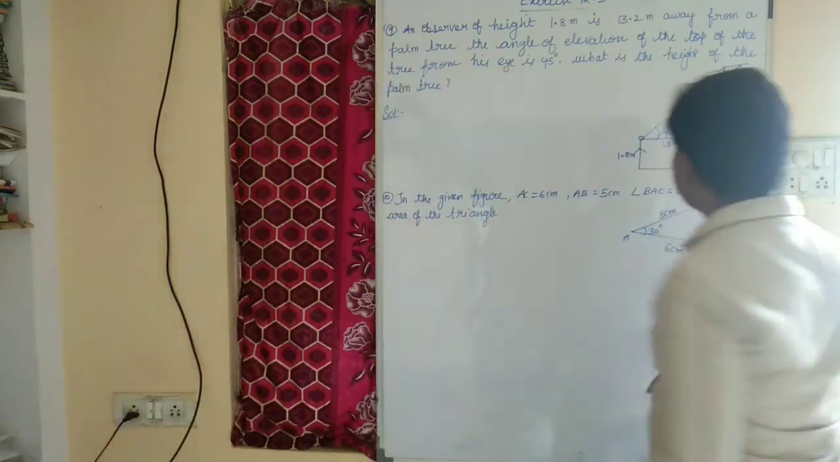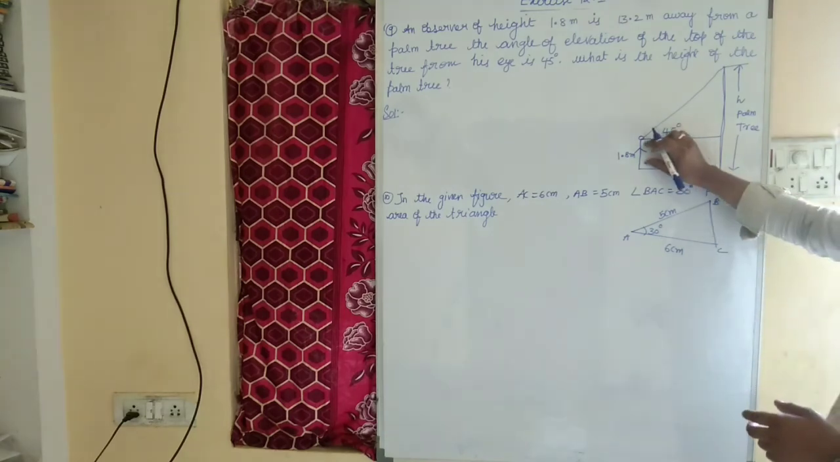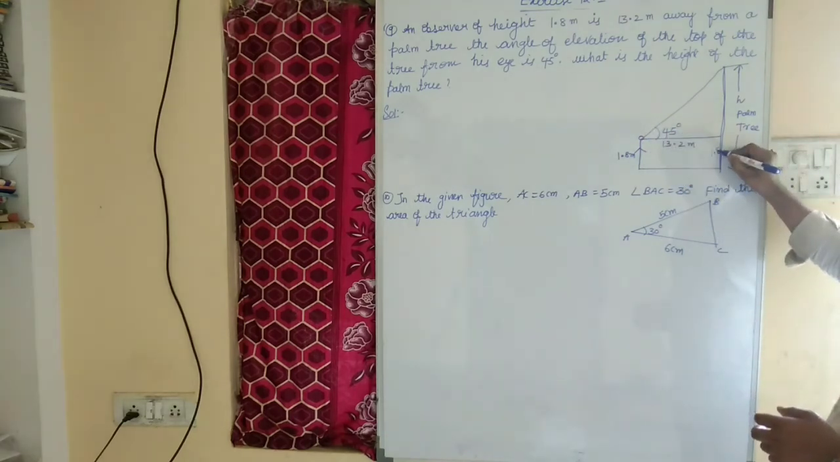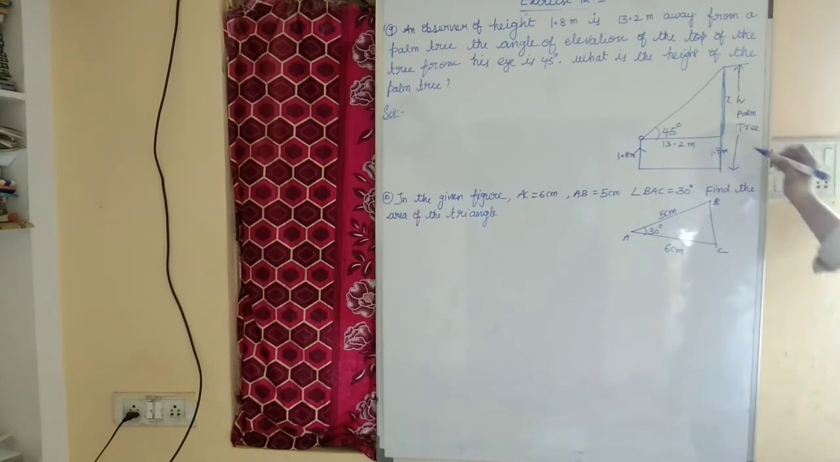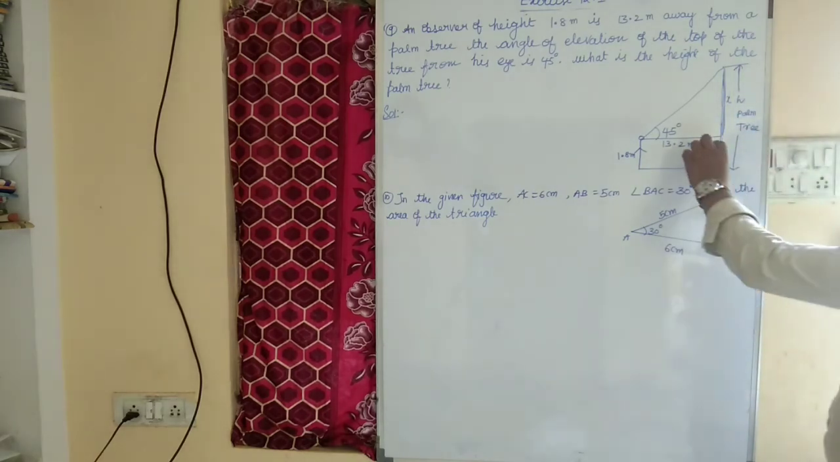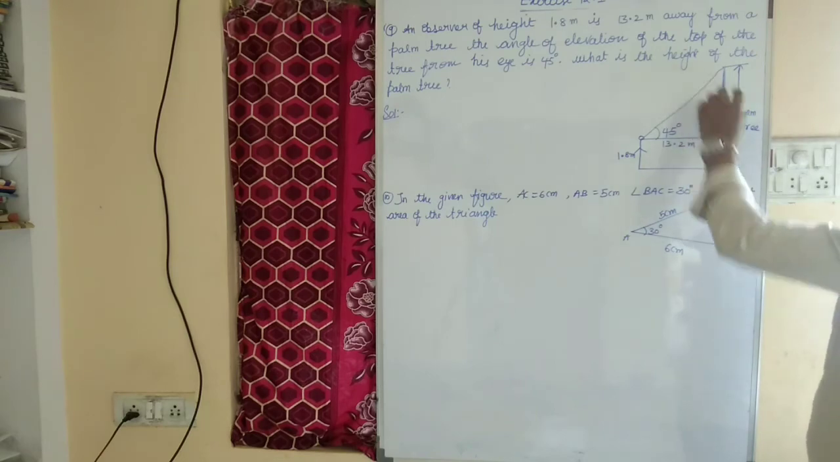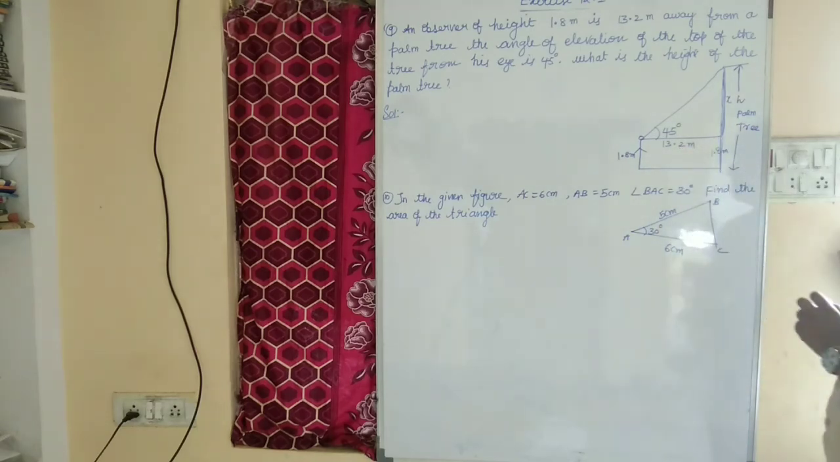Children, if you observe, this is the height of the observer. If it is 1.8 meters, this part will also be 1.8 meters. Actually, the total height of the tree is h. Let this height be x meters, from here to here. This height will be x and this height is 1.8. Total height means this part plus this part. Try to understand: total height is nothing but this part plus this part. This is 1.8 meters, so automatically this will also be 1.8 meters.